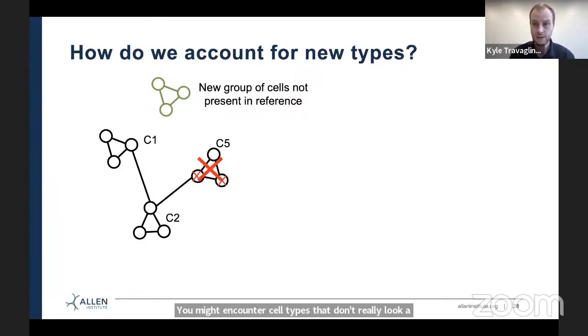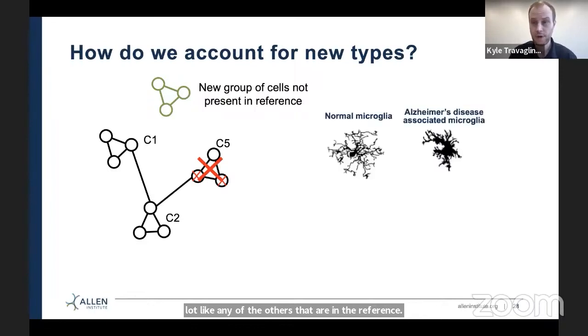And actually, in Alzheimer's disease, we have a very prominent example of that. While normal microglia have a very thin morphology, in Alzheimer's disease, microglia can adopt a very activated or inflammatory state, which results in morphological changes in microglia themselves. And so we had to identify these cells based off of them having low probabilities in mapping in our model and not really looking like anything else that we had, and then add them to our taxonomy.